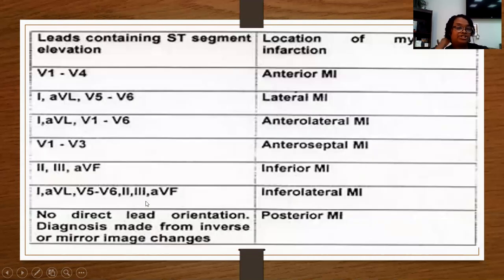Okay, here's an illustration that shows you which leads. If you notice that ST elevation in V1 to V4, that doctor will say that that patient has an anterior MI. Leads 1, AVL, V5, V6, a lateral wall MI, and so forth, okay?